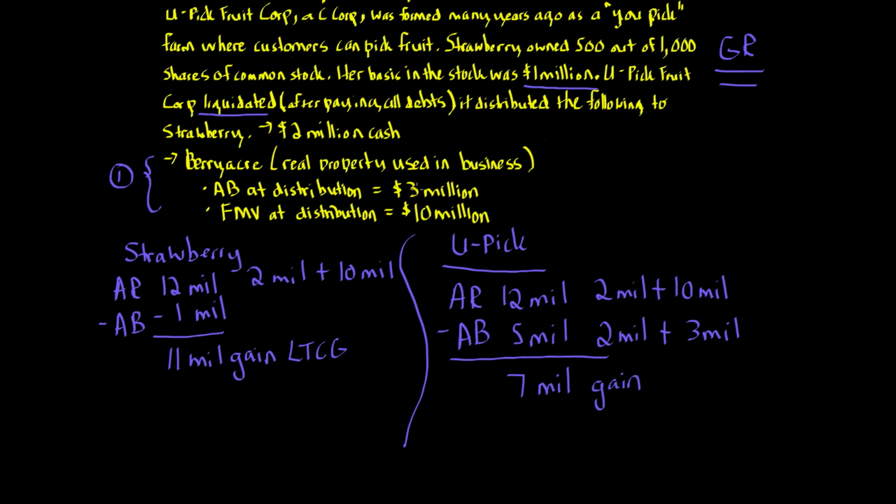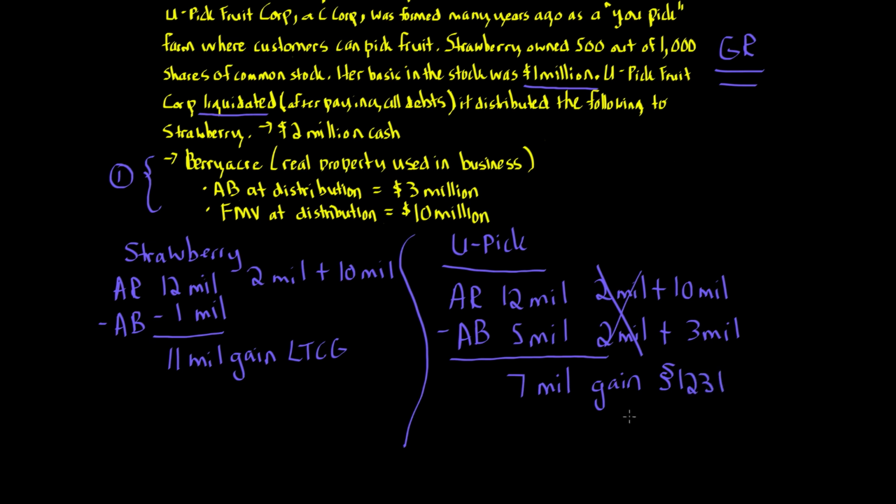The character is most likely going to be, well, this cancels out. So there was actually no gain from the cash, as always, right? Face value and basis are the same. The gain all comes from the Berryacre, which was real property used in business, assuming held for more than a year. That's going to be section 1231 gain to the corporation.